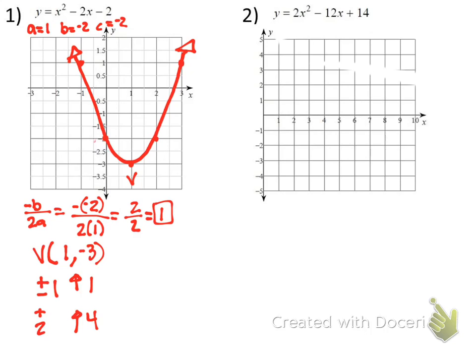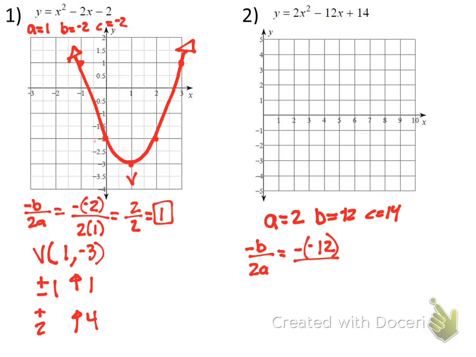Okay, what's my A here, everyone? A is 2. B. -12. Good. C. 14. Okay. So, you start with negative B over 2A. Our B is -12, so it's -12 over 2A. It's going to be 2 times 2. So it's going to be positive 12 over 4, which is equal to 3, right? So our vertex is at 3.